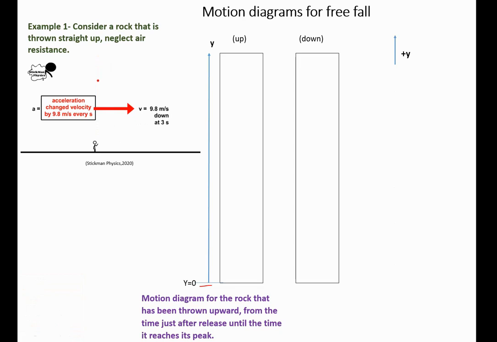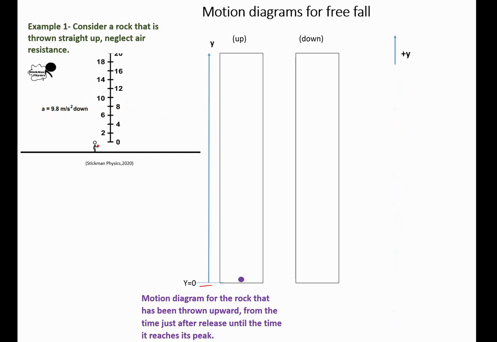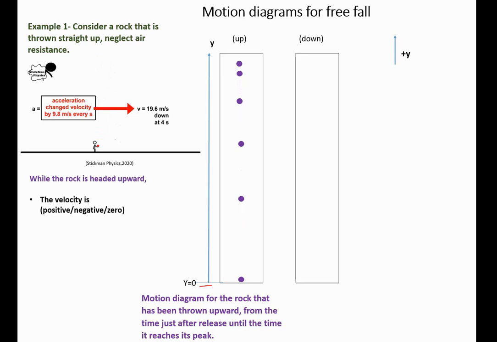Now, the first time you take a picture from a camera, it's here, right? And then you take another picture. Let's assume you take pictures every 0.2 seconds. And then it's here. Then it's here. It's here. So what do you think? Is the velocity of the rock positive, negative, or 0?